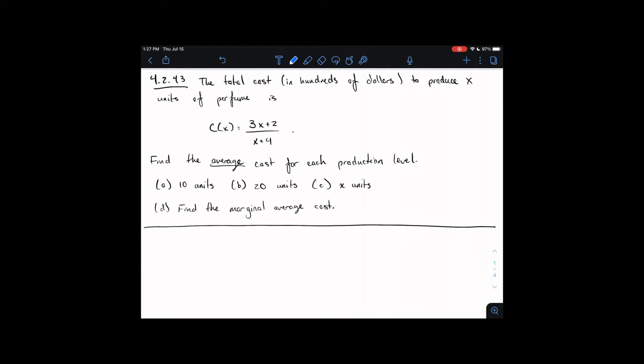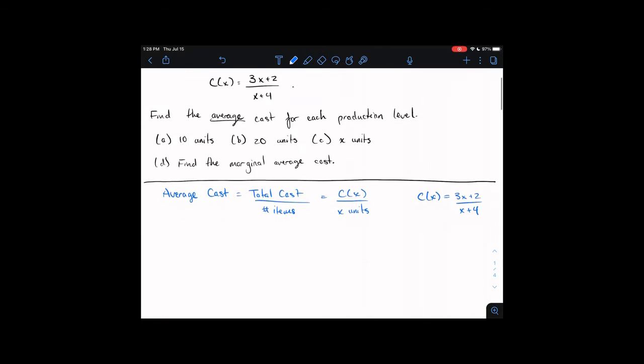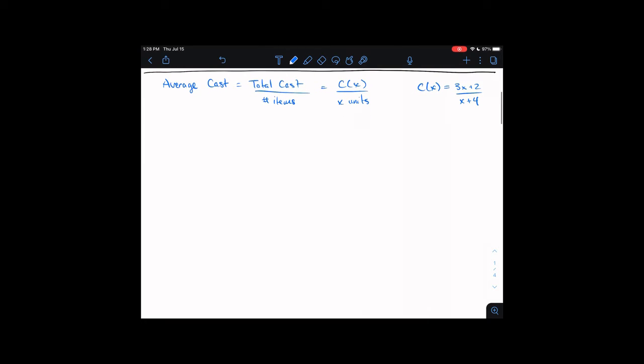So we want to find the average cost. This is going to be the total cost divided by the number of items that we have, which we are given that C of x is the total cost, and then x units will be the number of items. And I just want to rewrite this down here so we can look at it when we need to. So remember, C of x equals (3x plus 2) over (x plus 4). All right, we should have everything we need right here then.